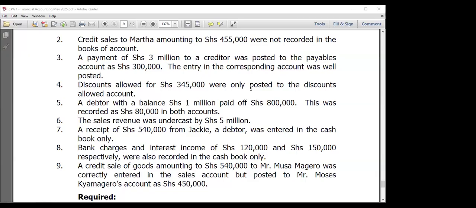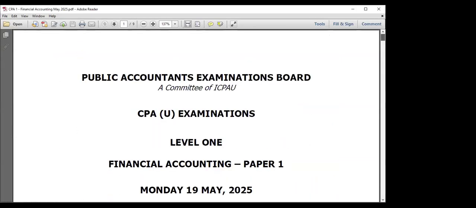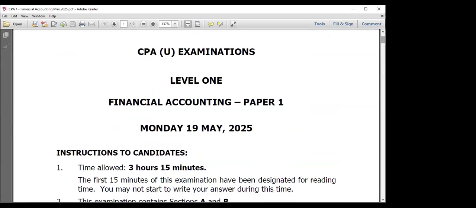All right. So it doesn't have a normal balance. It can either lie on the credit or debit side, depending on how your trial balance has been presented. So I want to take you on a run through the latest sitting of your CPA Financial Accounting paper 1. Your paper normally looks like this.